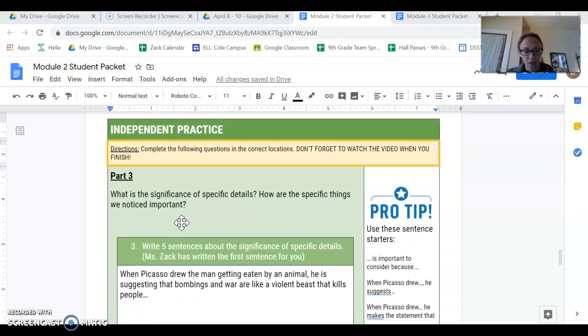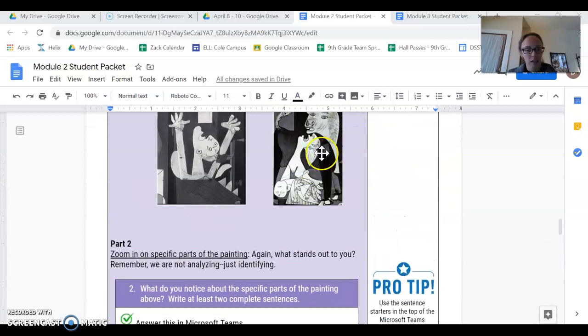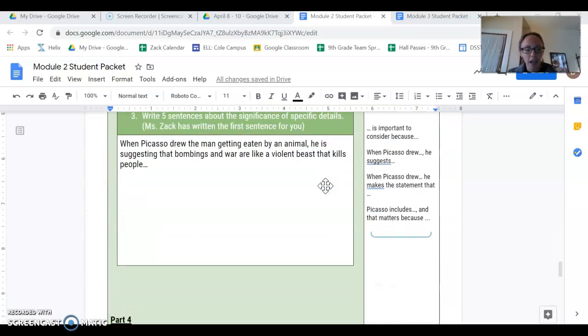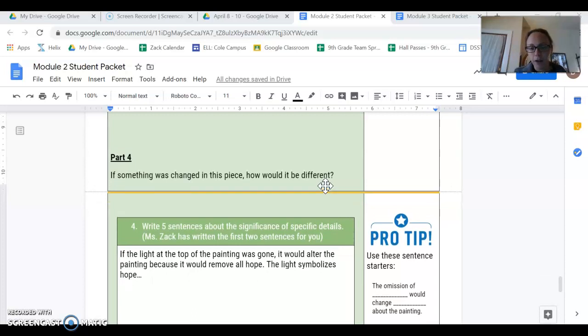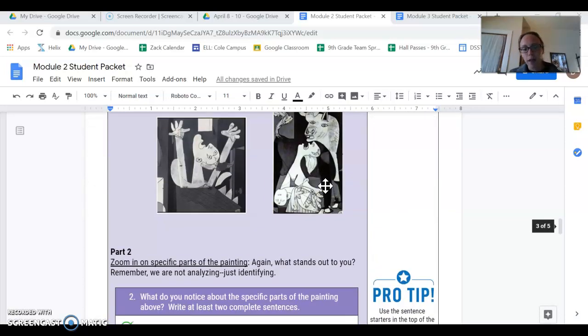Then I asked you, what do you think these things mean? What is specific or significant about those parts, right? Why do they include specific things such as a woman with a baby, who looks like she's passed away? What does that symbolize? And finally, I asked you to look at it for the 4th time and say, what if something was different, right? What if there was no baby in this woman's arms? How would that change it?